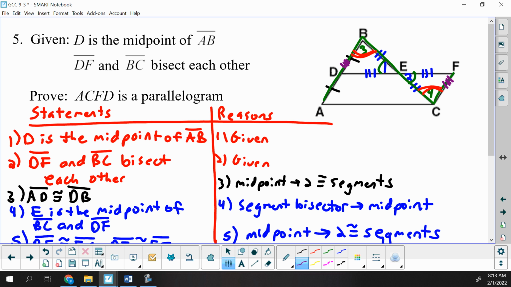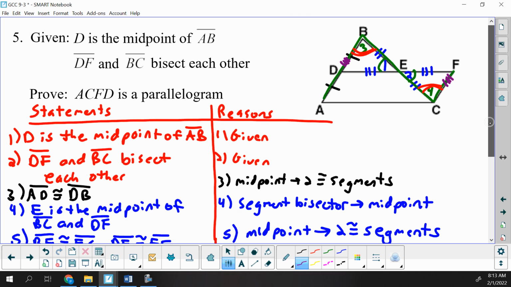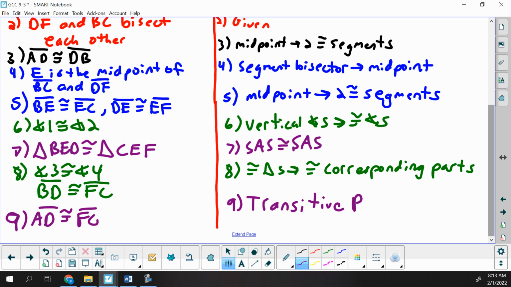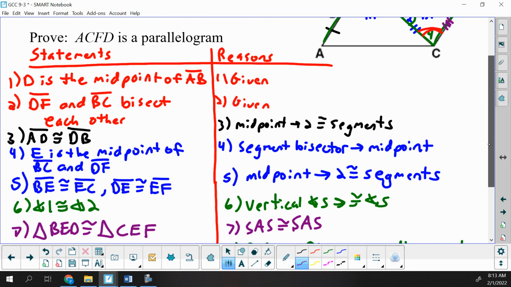Well, notice BD got marked up twice. They had the black marks and the purple marks. So we can use transitive property to get AD congruent to FC. So I have AD congruent to FC. And again, that's by the transitive property. And that gives us a set of sides congruent in the parallelogram.